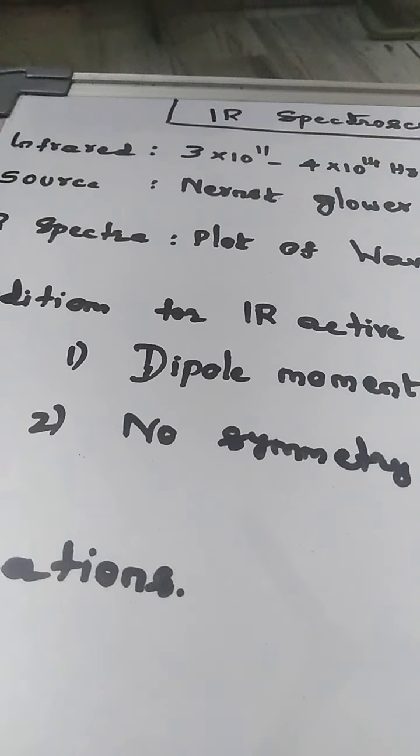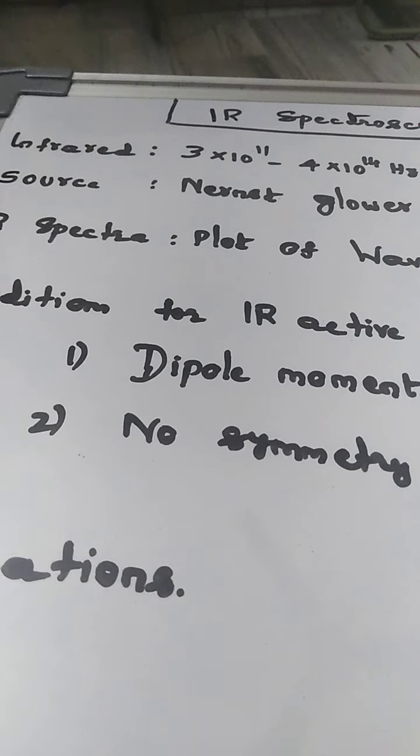Next, let us see the important applications of IR spectroscopy. The IR spectroscopy ranges from 4000 centimeter inverse to 400 centimeter inverse, that is the IR range. This entire IR range can be further subdivided into two ranges, namely the functional group region and the fingerprint region. The functional group region ranges from 4000 to 1500 centimeter inverse and the fingerprint region ranges from 1500 to 400 centimeter inverse.